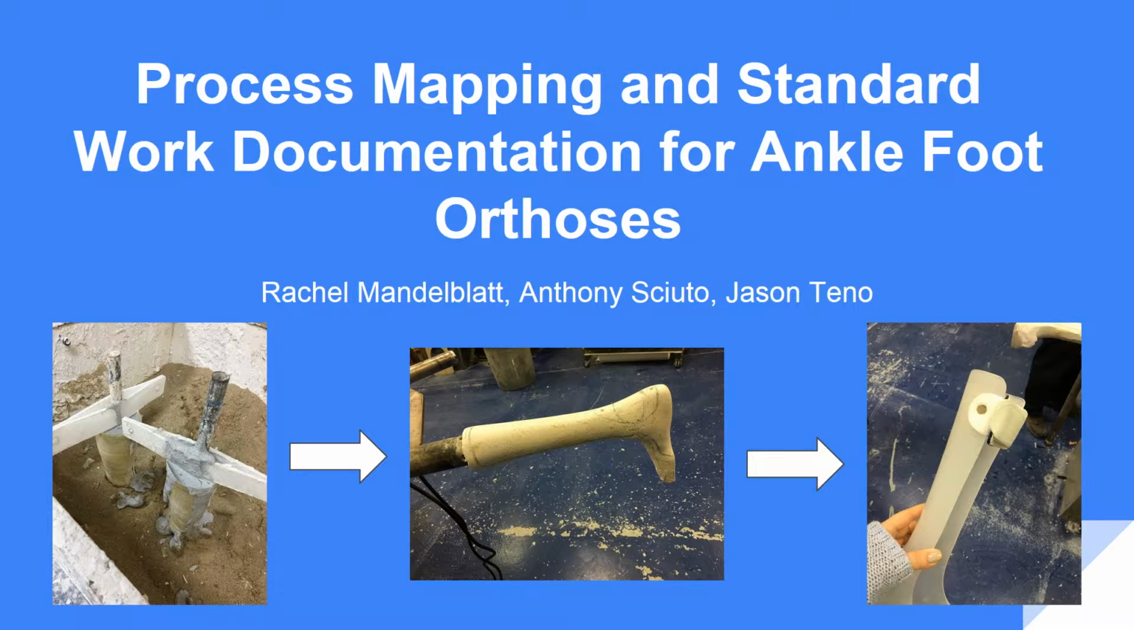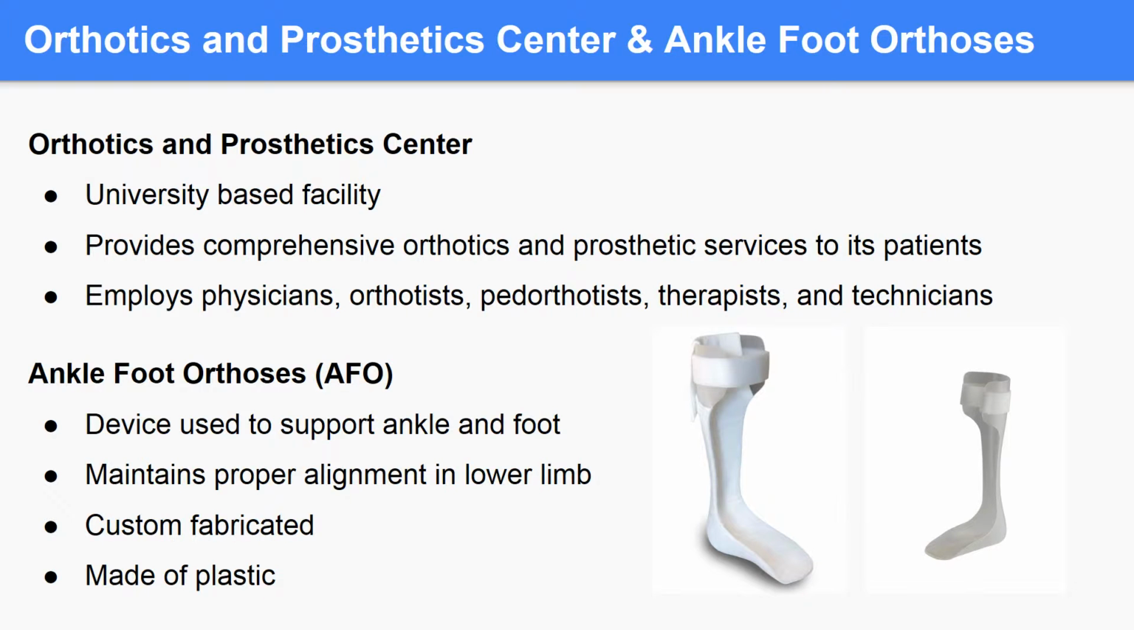Today we're here to talk to you about process mapping and standard work documentation for ankle-foot orthoses. Our project took place at a university-based orthotics and prosthetics center. It provides comprehensive orthotics and prosthetic services to its patients. One item they create are called ankle-foot orthoses. They're devices used to support the ankle and feet by maintaining proper alignment in the lower limbs. They're custom fabricated and made of plastic.